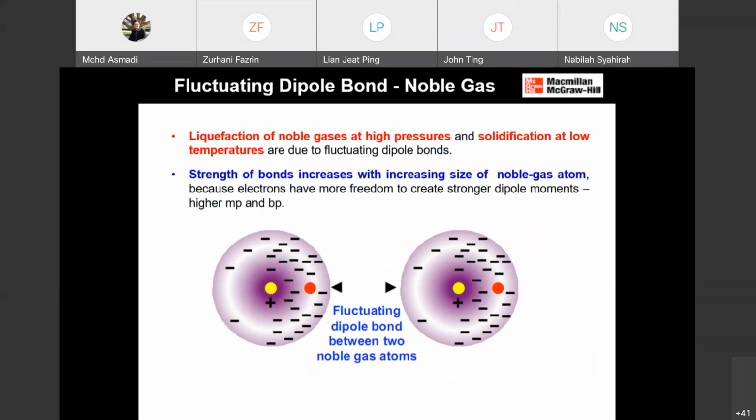If you look here, liquefaction of noble gas at high pressure and solidification at low temperature is due to fluctuating dipole bonds. The charge is moving to this side. This is the nucleus, and this one is the electron. So we can see that they have a fluctuating dipole. It's like we touch a little, like that.